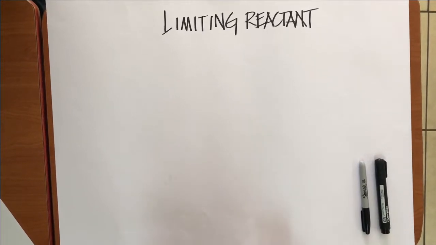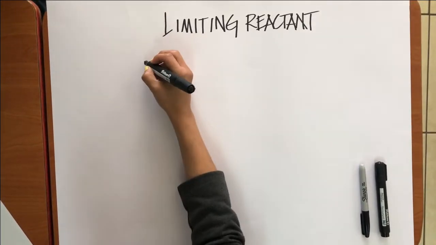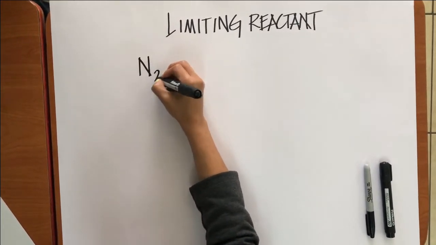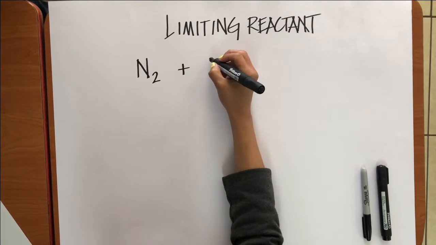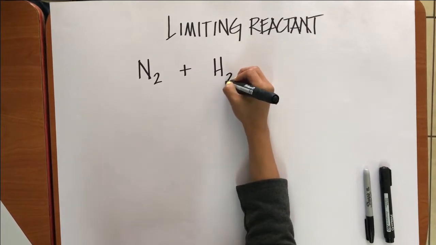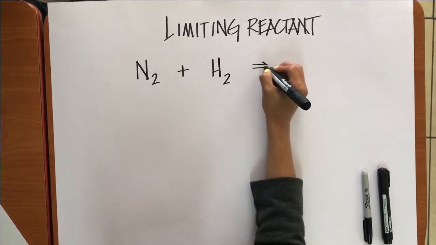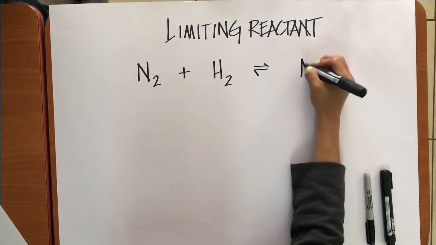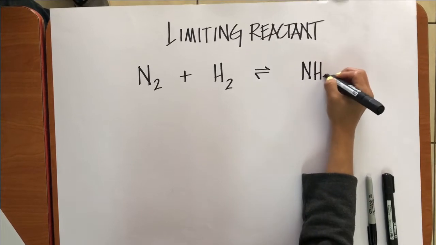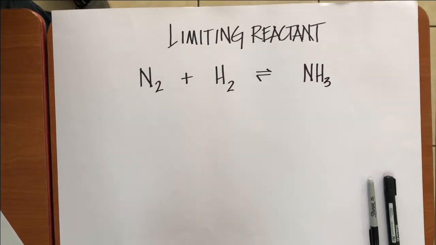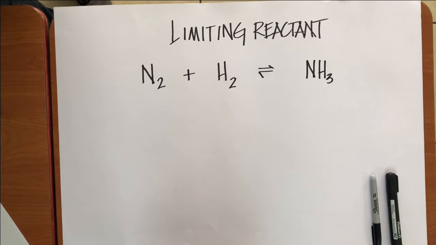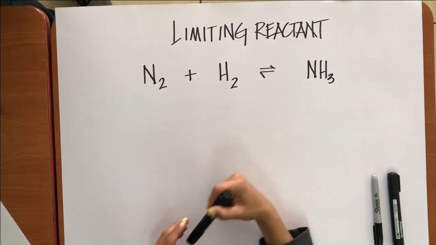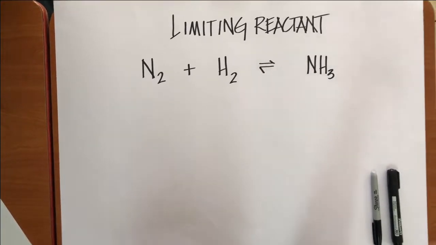So to show you guys, we're going to use a basic, simple reaction, which is going to be the formation of ammonia. To make ammonia, we need nitrogen gas and hydrogen gas. The first thing we have to do when analyzing the limiting reactant is to determine whether or not the reaction is balanced. So we verify the balancing first, and then we continue.